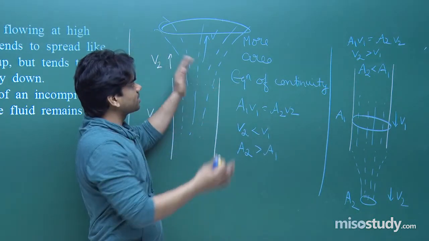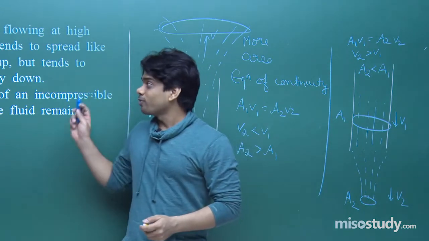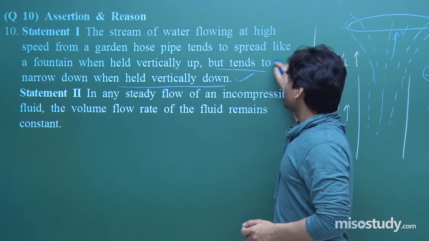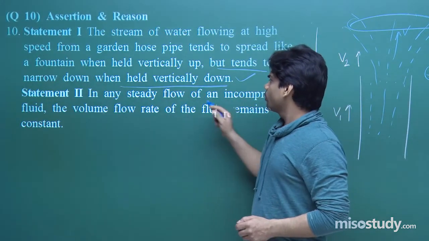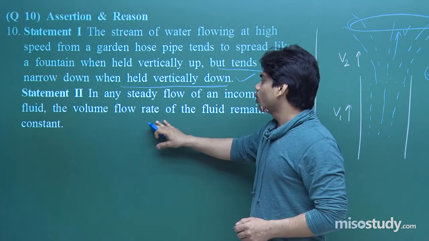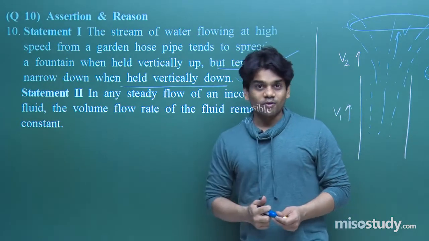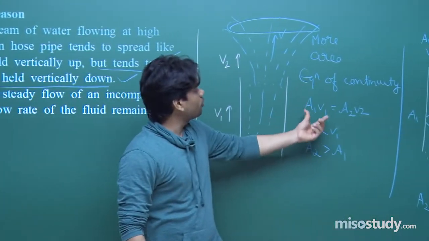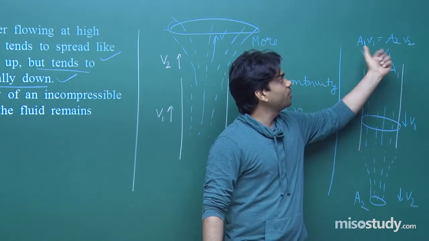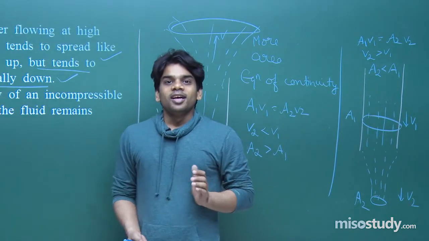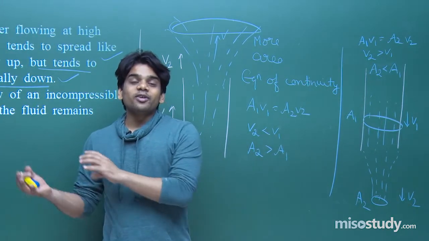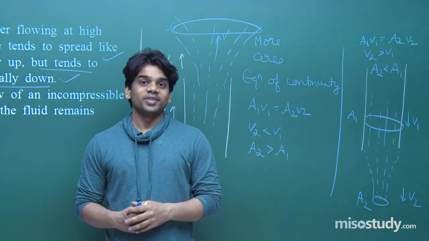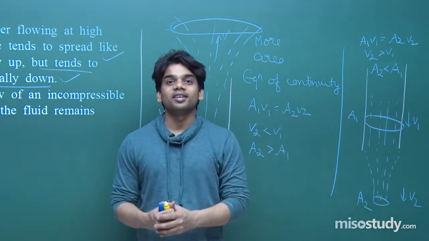It actually spreads, so it will have higher area at the top. Tends to narrow down when held vertically down. Yes, this statement is true. Statement 2: in any steady flow of an incompressible fluid, the volume flow rate of the fluid remains constant. Now see, to explain both situations, I have used the equation of continuity A1 V1 equals A2 V2. This equation comes because in steady flow, at any point, volume flow rate is the same. Then only this equation comes, as I have taken in the class also.